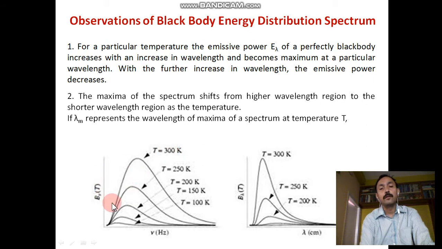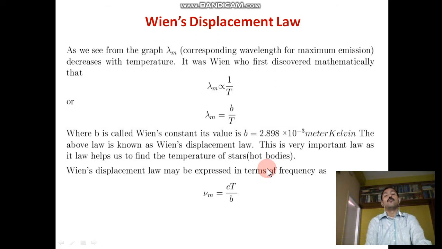This is the distribution in terms of frequency. Here the locus is moving from this direction to this direction. So you can write lambda m T is equal to constant, where lambda m represents the wavelength of maxima of a spectrum at temperature T. For this one, this is the lambda m here, and its corresponding temperature, say 200 K. So lambda m into 200 is a constant. Wien's displacement law.